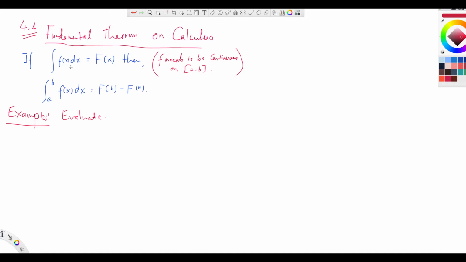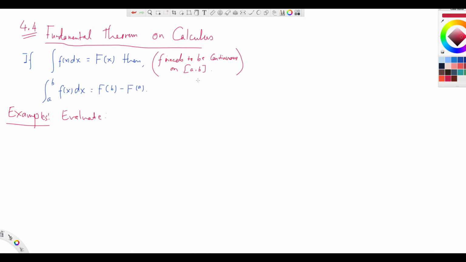What does it say? If the integral or the antiderivative of f of x dx is uppercase F of x, then if you want to find the definite integral of f of x from a to b, what you do is plug in b for x, then minus, and then plug in a for x.